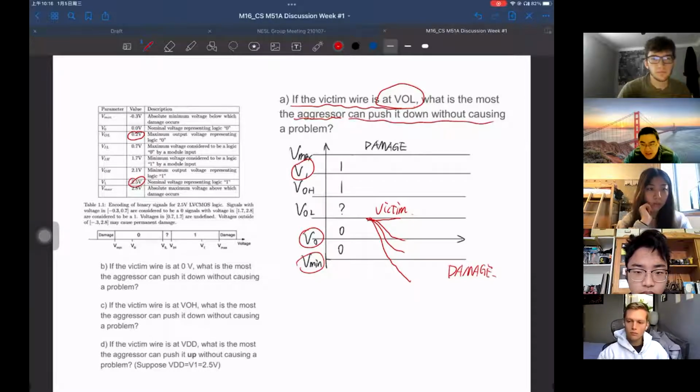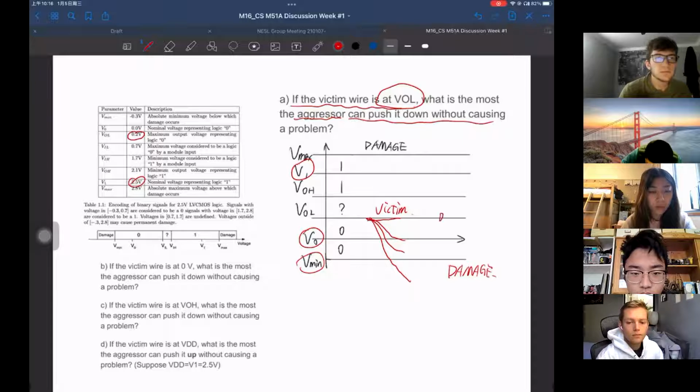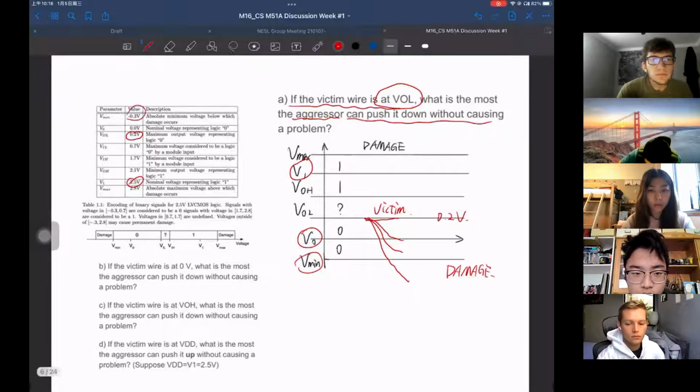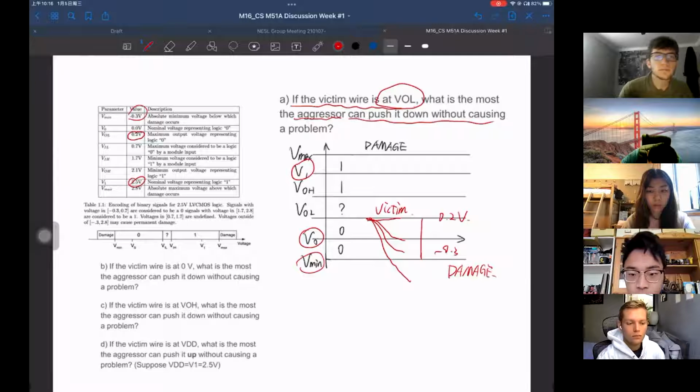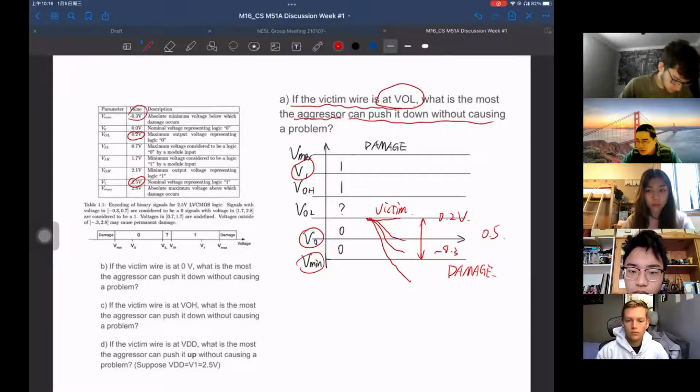So how much can we push it down in the end? Any ideas? 0.5 volts. Yes, that's very nice, because we have 0.2 volts here, and V minimum is minus 0.3, so this difference is 0.5. Thank you. May I ask who's speaking? Pratik. Thank you, Pratik.